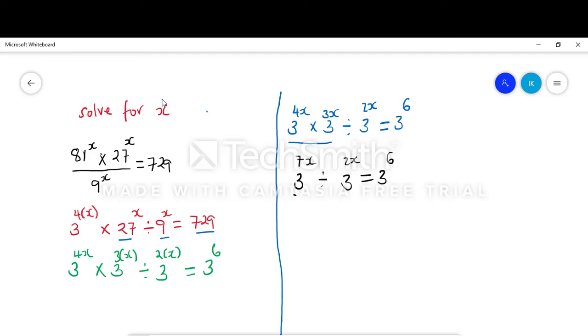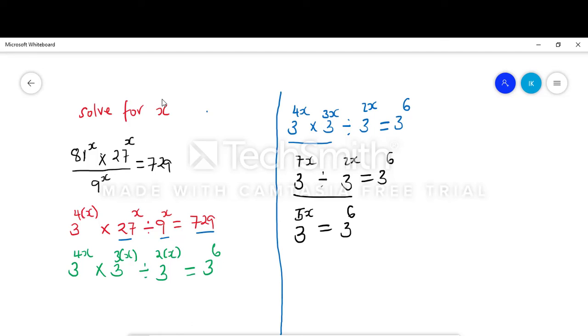Again, this implies another rule, which is the division rule. When dividing indices of the same base, we shall subtract the powers. Then that will be 3 to the power of 7x minus 2x. That's equivalent to 3 to the power of 5x is equal to 3 to the power of 6.